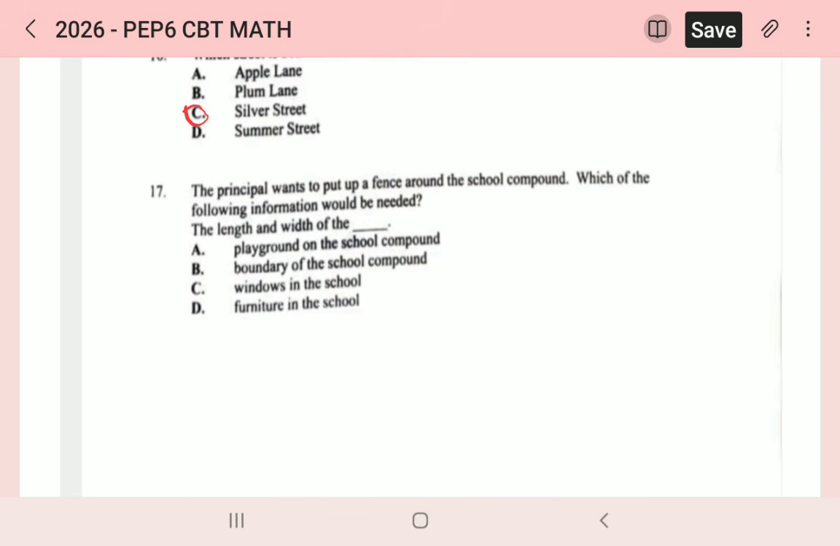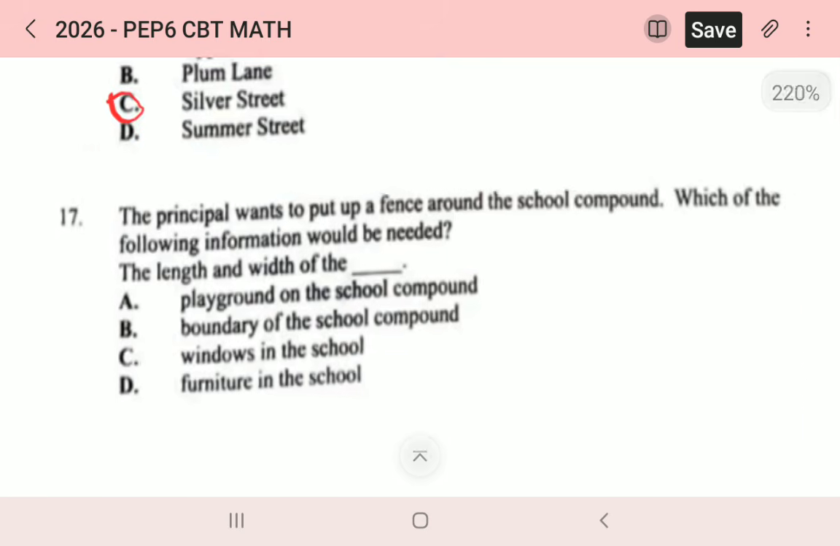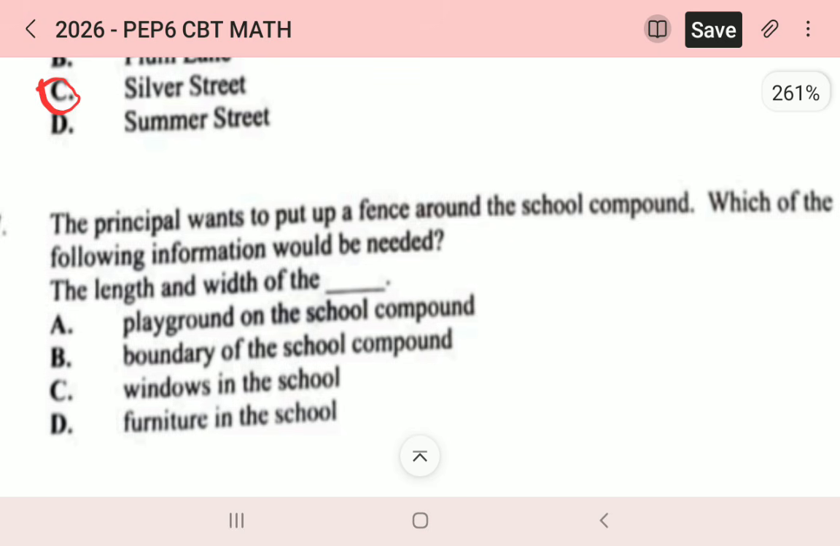All right, number 17. The principal wants to put up a fence around the school compound. Which of the following information would be needed? A, it says you're going to need the length and width, how long and how wide the playground of the school is.